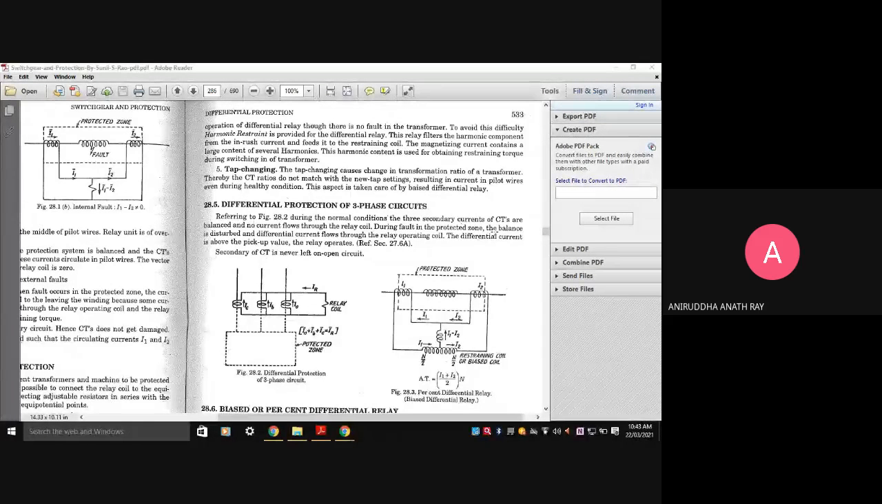Is it clear? If the CT ratios don't match with the new taps and result in current in the pilot wires even in healthy condition, this aspect is taken care of by the biased differential relay.